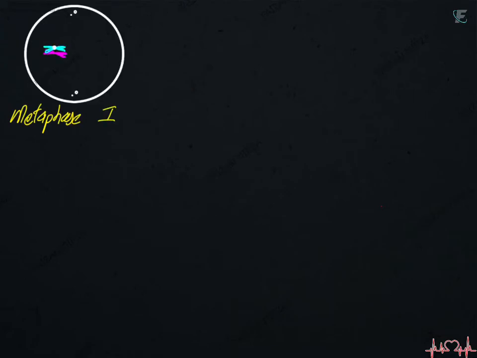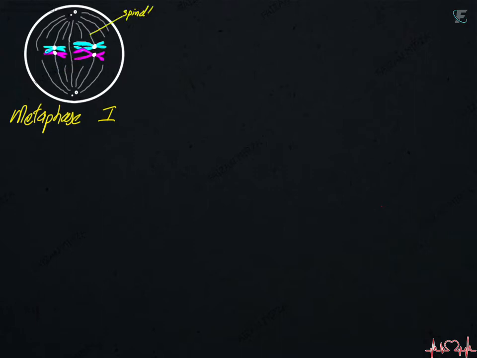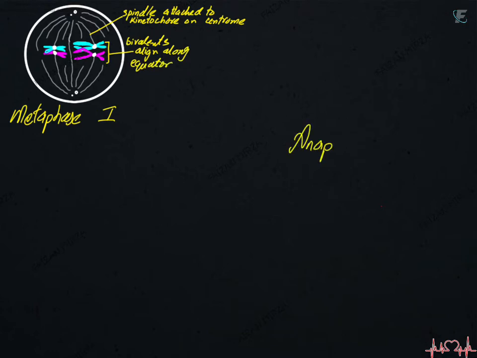In metaphase 1, these chromosome pairs, these bivalents, I am showing crossing over successfully in one pair and not the other. So this is the pair that crossed over successfully. This is the pair that did not cross over. You can see these segments have been exchanged. The spindle attaches to the kinetochore on the centromere of the chromosomes, and these bivalents align along the equator of the cell.